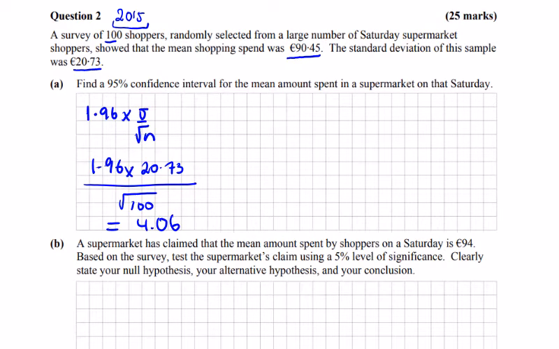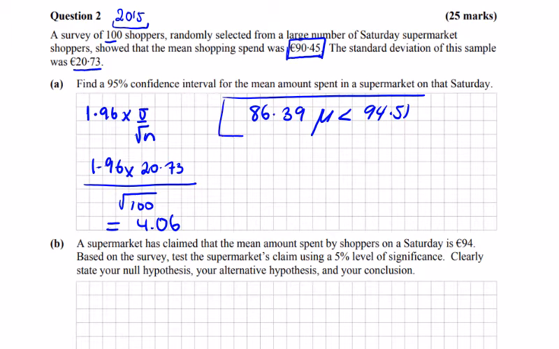So I've got to take my 90.45 and add 4.06 and take away 4.06, so 94.51 on one side, and if I take away 4.06 I'm going to get 86.39. This is my 95% confidence interval for the mean amount spent in the supermarket that day.